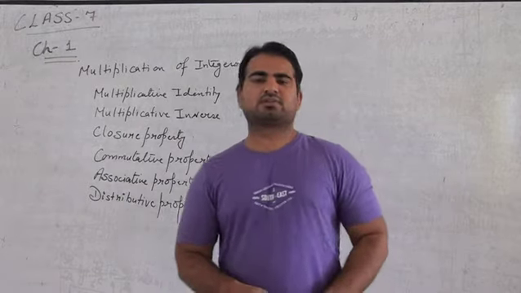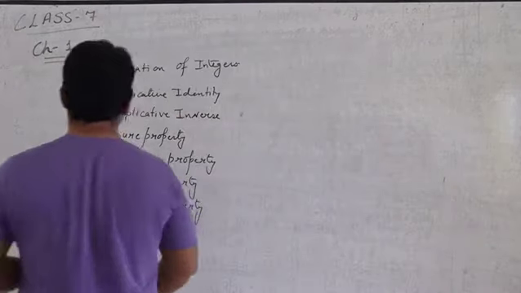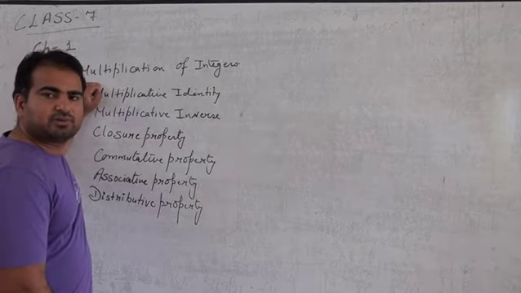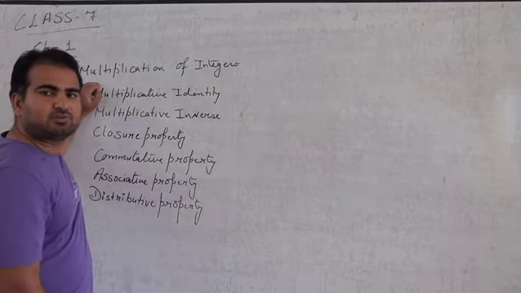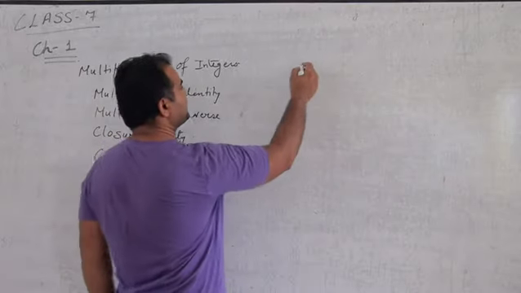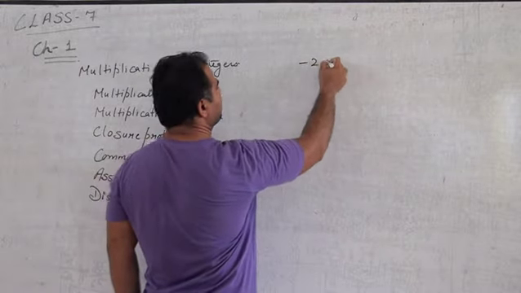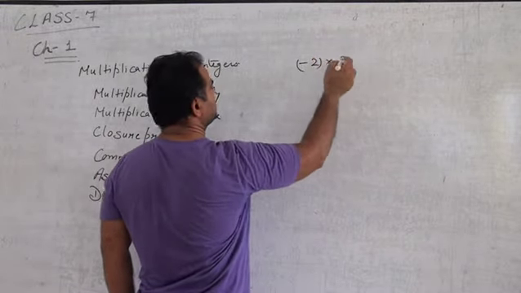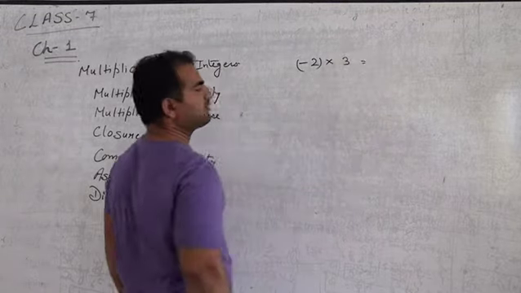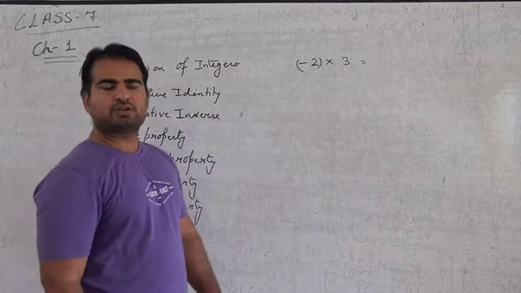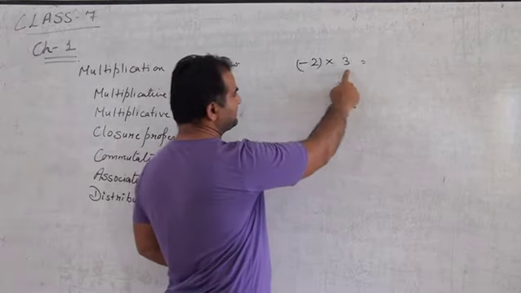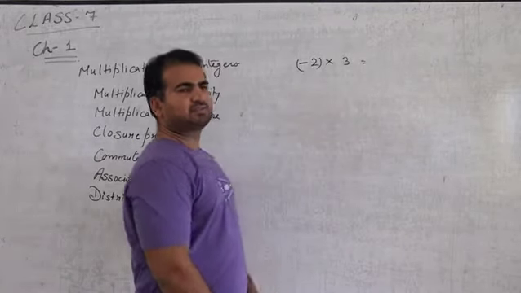Good day class. We are going to talk about multiplication of integers: how to multiply two integers, or how to multiply two or more integers. First of all, let us multiply minus 2 into 3. Minus 2 into 3. As we know, one is negative in nature and the other is positive.